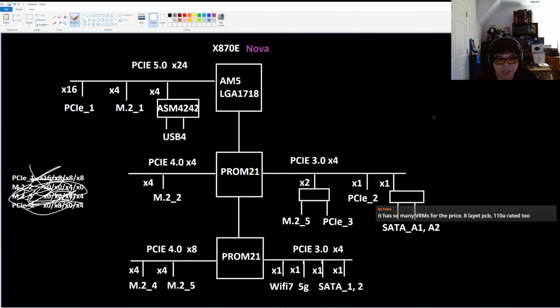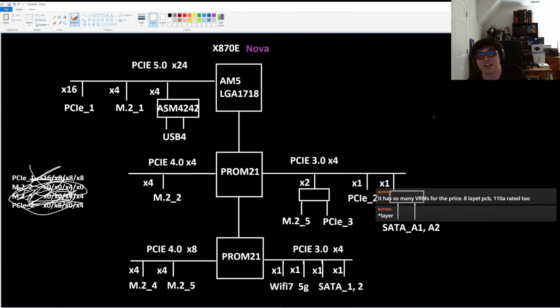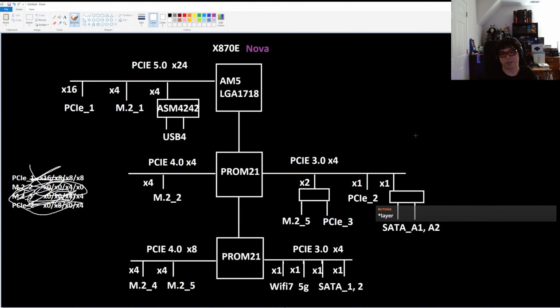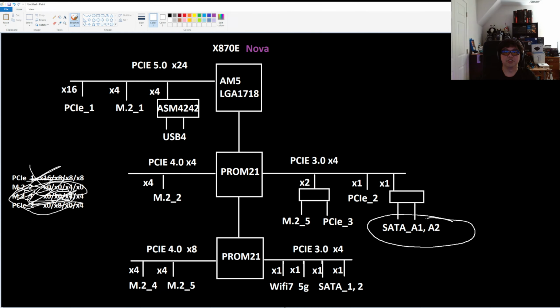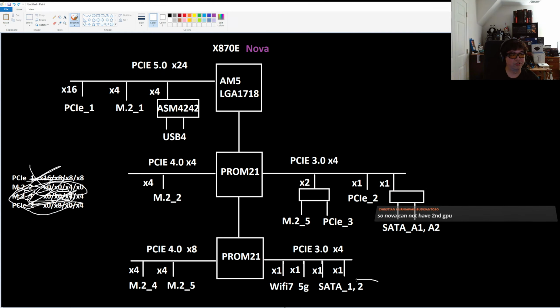It has so many VRMs for the price. I know, man. I know. This is why it's S+. This is why the Nova's S+. But you guys wanted to see the block diagram, so there it is. One thing. These SATA ports do not support RAID. You cannot use RAID with these because they're going through an ASM splitter. You can, however, use RAID on these. Do keep that in mind.